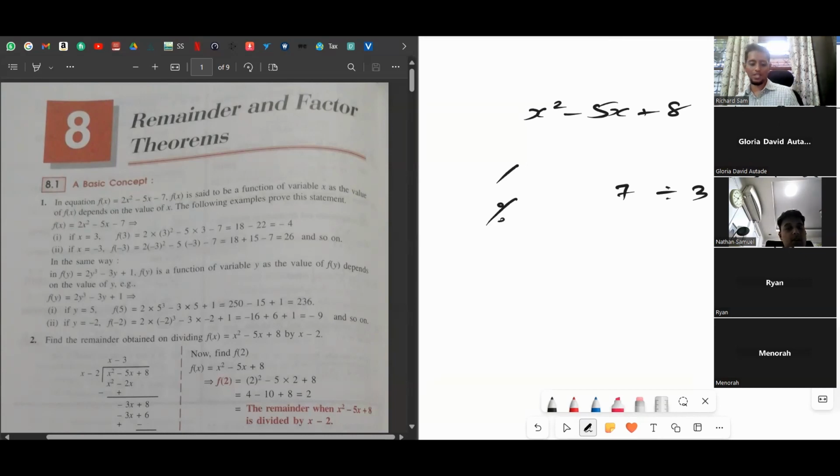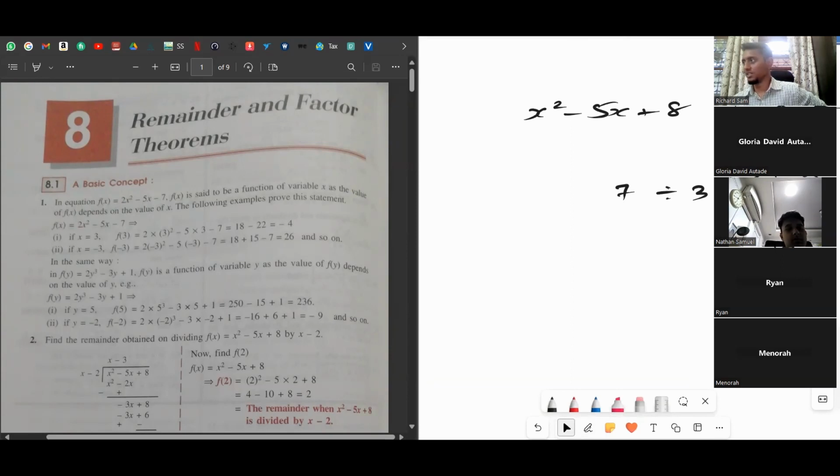Okay. So same thing here. The remainder is 1. Now in this chapter we are focusing on how to get the remainder. So for 7 divided by 3, how would we get the remainder? We'll have to do this whole step, and then what we get is the remainder, right? Now what about this question here? x square minus 5x plus 8 is divided by x minus 2. If I want to find the remainder for this, how do we find it?